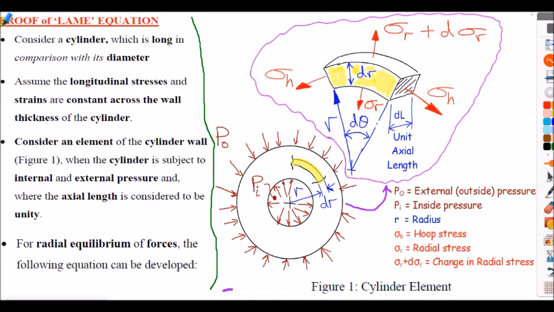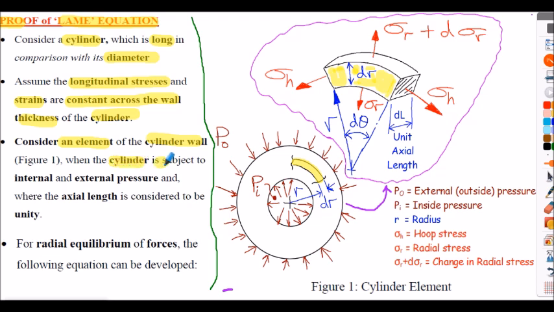Let's consider the proof of Lamé's equation. So consider a cylinder which is long in comparison to its diameter. Assume the longitudinal stresses and the strains are constant across the wall thickness of the cylinder. Consider an element of the cylinder wall, shown in figure 1. This is the element here of the cylinder wall. It's blown up here.